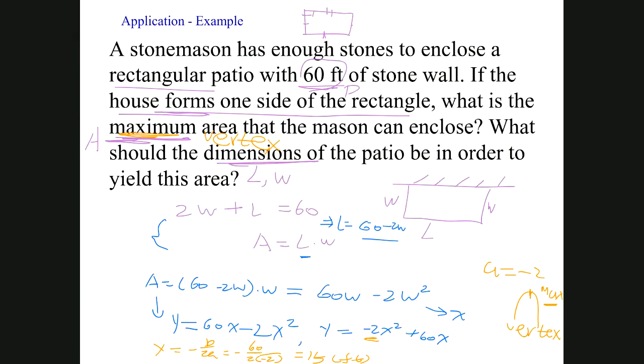So what is my x value? My x is w. I have x equal to w. So my width here is 15 feet. My x here is 15 feet, my width.